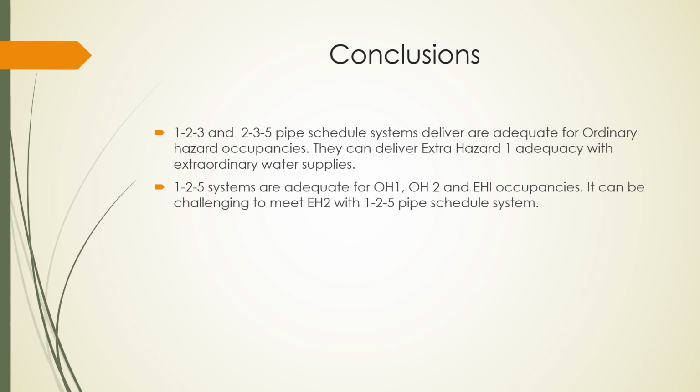Although, as we saw in that last example, that's an extra hazard 1 occupancy, that woodworking shop, you needed 1100 GPM at 80 PSI. That's not an insignificant amount of water. There's a fair amount of water needed to provide that type of pressure and water supply. So be cognizant that pipe schedule alone doesn't do the trick. You still need a fair amount of water to start to meet some of those more moderately loaded or what they would call higher combustible loaded occupancies. And then, of course, the EH2s really are a challenge for almost any piping system to meet.